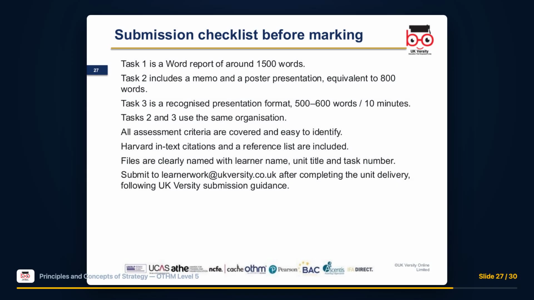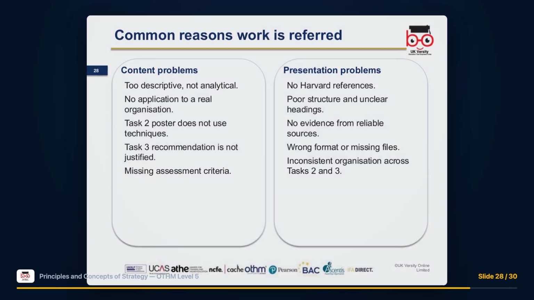A submission checklist. Task 1 is a Word report of around 1,500 words. Task 2 is a memo and poster, equivalent to 800 words. Task 3 is a recognized presentation format, 500 to 600 words over 10 minutes. Tasks 2 and 3 use the same organization. All criteria are covered and easy to identify. Harvard citations and a reference list are included, and files are clearly named. Submit to learnerwork at ukversity.co.uk after completing the unit delivery.